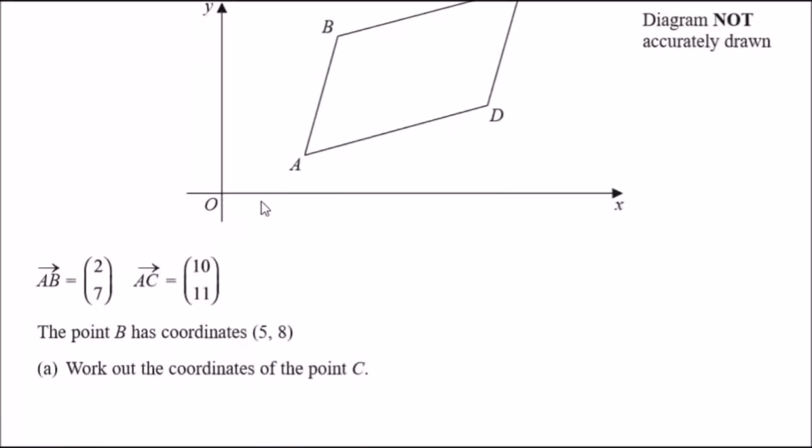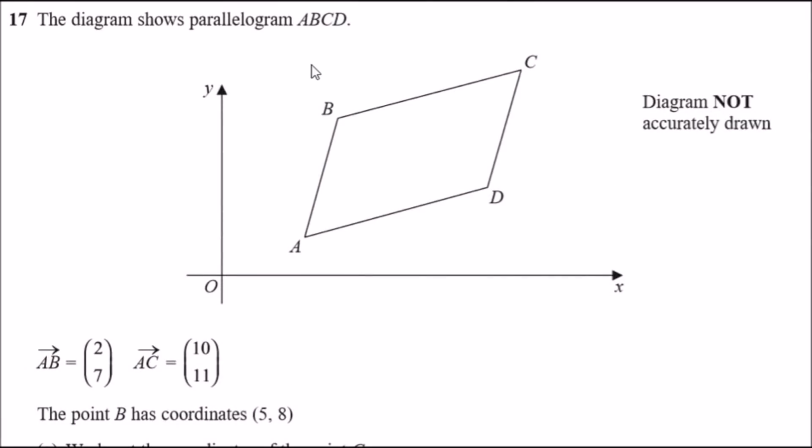Okay. Now it tells us that when you go from A to B, so this direction here, you travel 2 across the x-axis and 7 up the y-axis. So remember, this is x and this is y. Where if you go from A all the way to C, so you can literally just imagine it like this, you're going to travel a direction of 10 across and 11 up. Okay, easy. So point B has coordinates 5, 8.